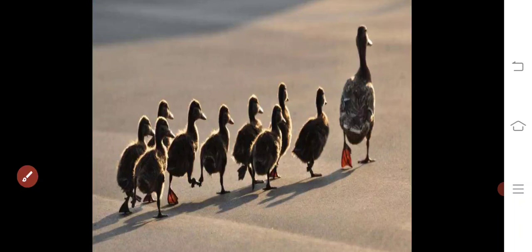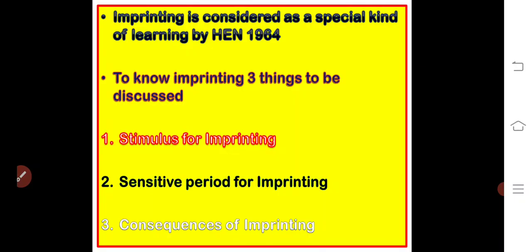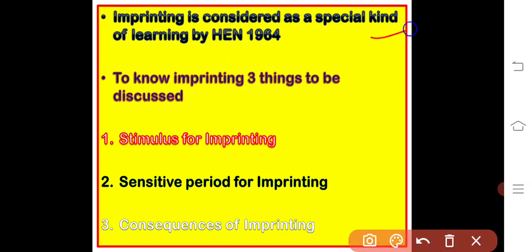Here the ducklings are following their mother, and later on, if the mother goes one side and Conrad Lorenz goes another side, the ducklings follow Conrad Lorenz. Imprinting is considered as a special kind of learning. It was considered so by Hess in the year 1964.